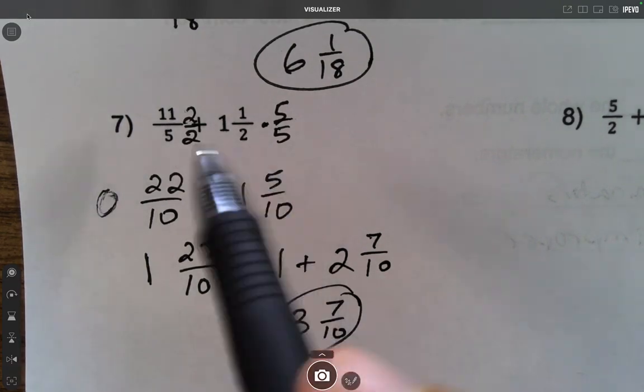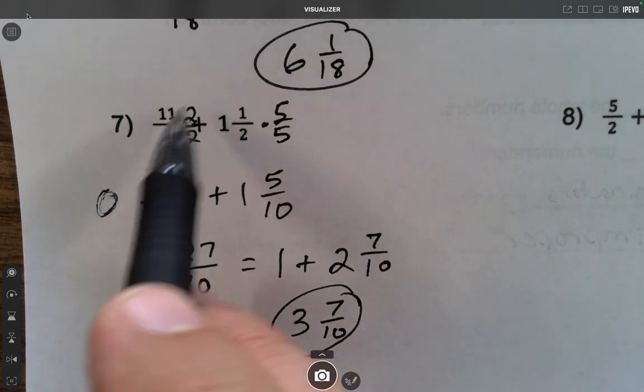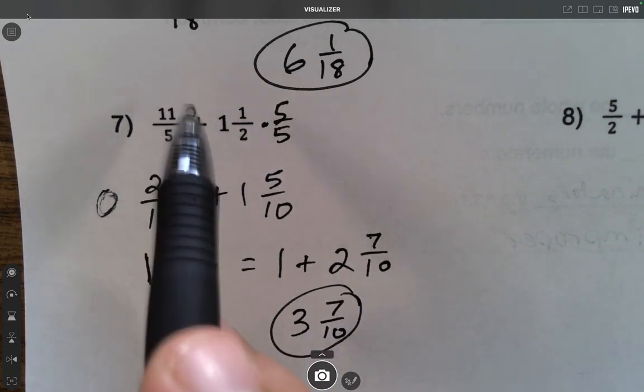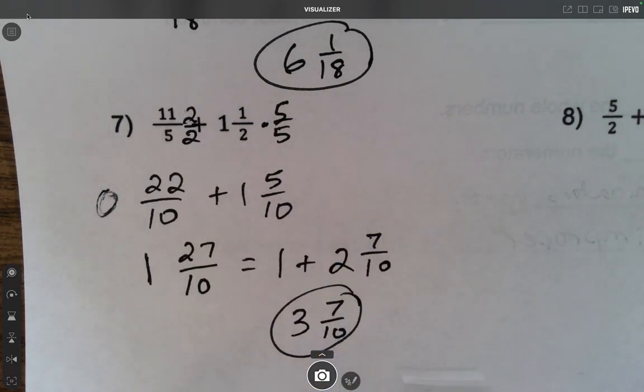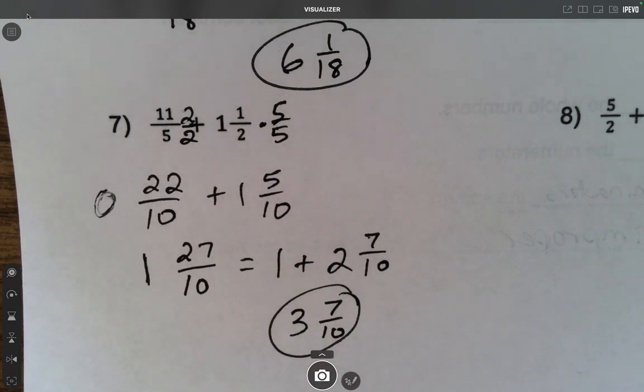Now, like I said, you could fix this up here and rewrite it as 2 and 1/5. And following the same method we did all through the process, you'd still get this answer at the end. So if you'd rather fix the improper fraction at the beginning, feel free to do so.